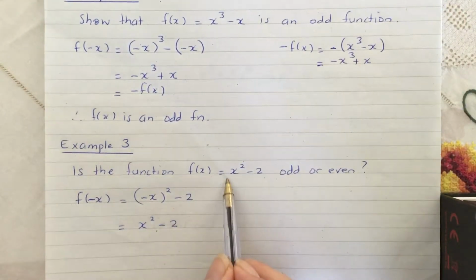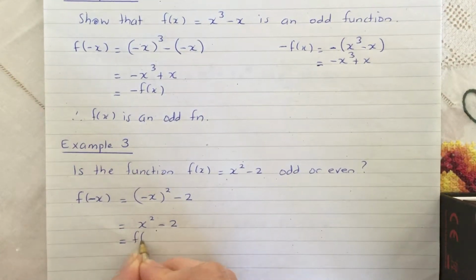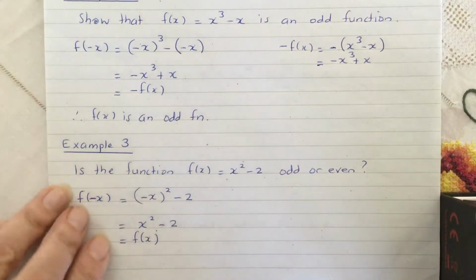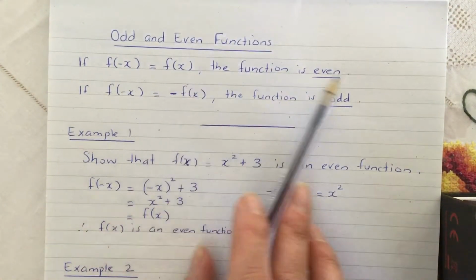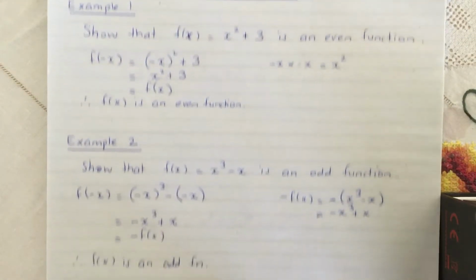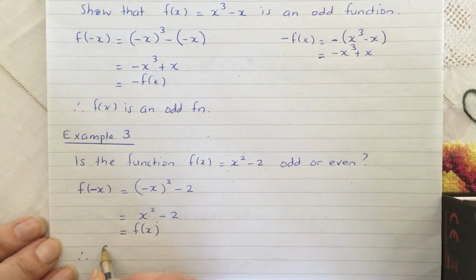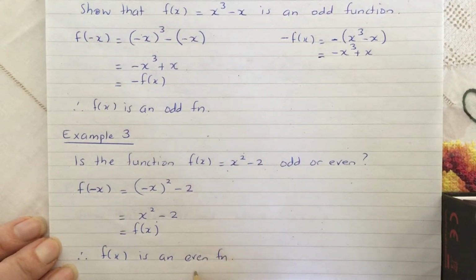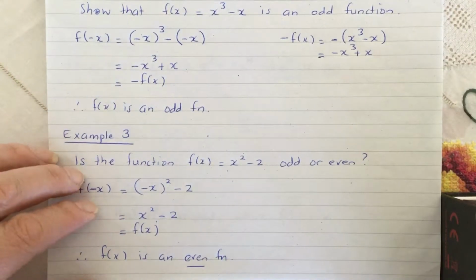Is that the same as that? Yes, it is. So f of minus x happens to be equal to f of x. Okay, and because it is the same, according to our rule, is it odd or even? Well, f of minus x equals f of x. There it is there, so it's even. All right? And therefore we conclude that f of x is an even function. You can underline even if you wish, okay, because it's asking you, is it odd or even?